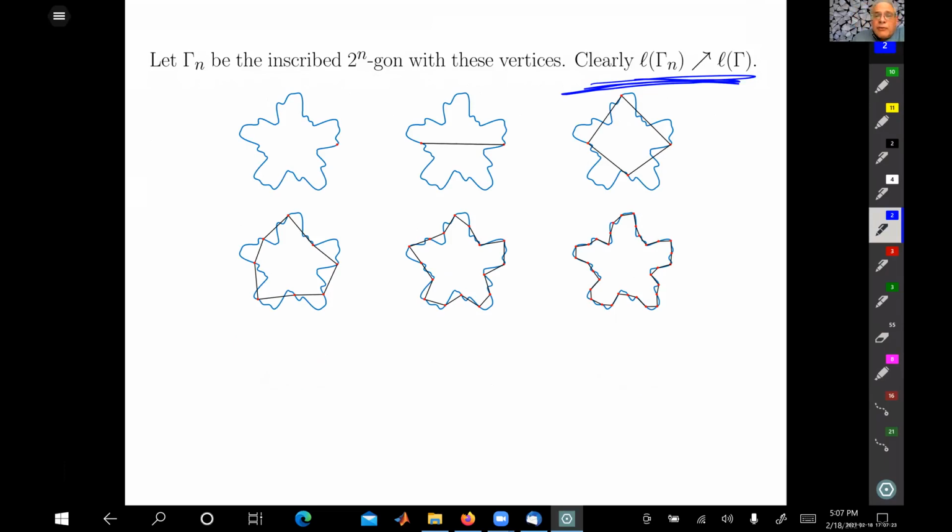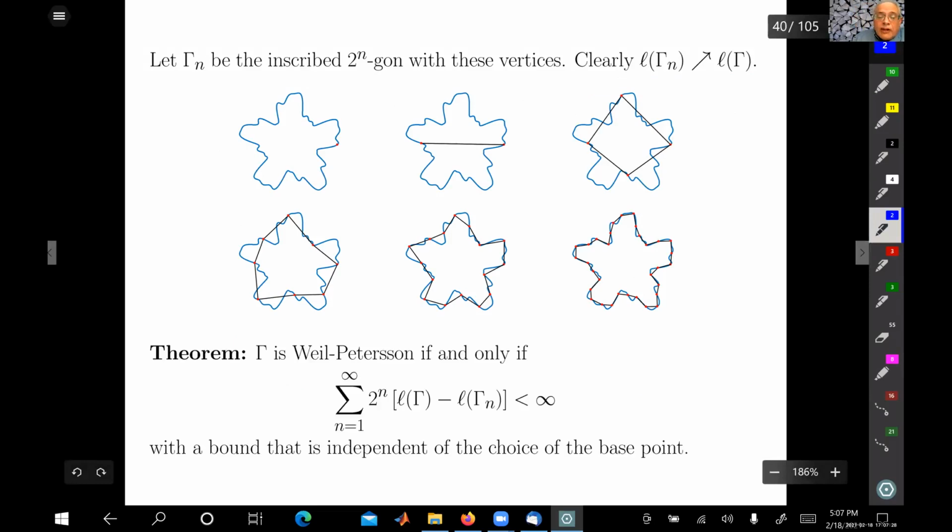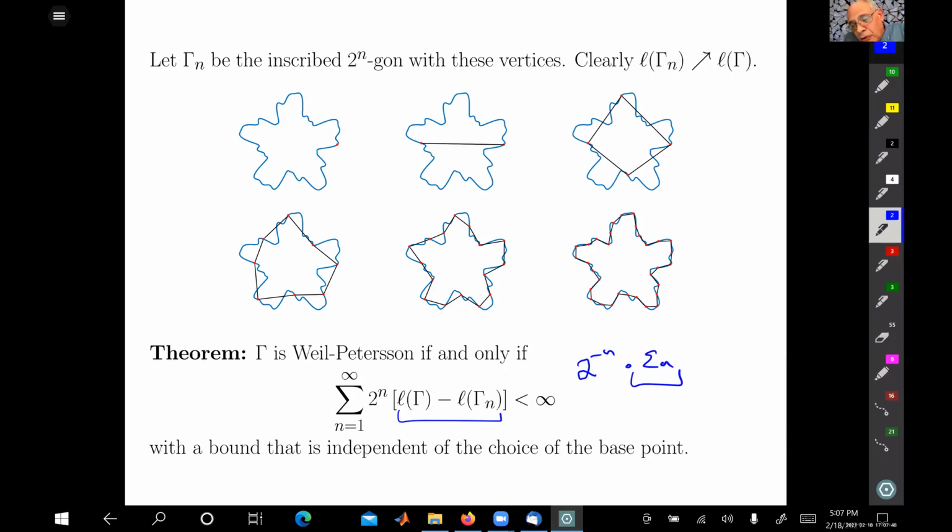It turns out that Weil-Petersson is just defined in terms of how quickly that converges. The answer is you're Weil-Petersson if and only if the errors go down approximately exponentially. That is, the error you're making in the length, times 2^n, is summable. So this basically means the errors look like 2^{-n} times some summable factor, so it goes down a little bit faster than 2^{-n}. This particular definition is one of my favorites because you don't need to know what a quasi-conformal mapping is, or a conformal mapping, or a Sobolev space, or anything. It's just stated here.